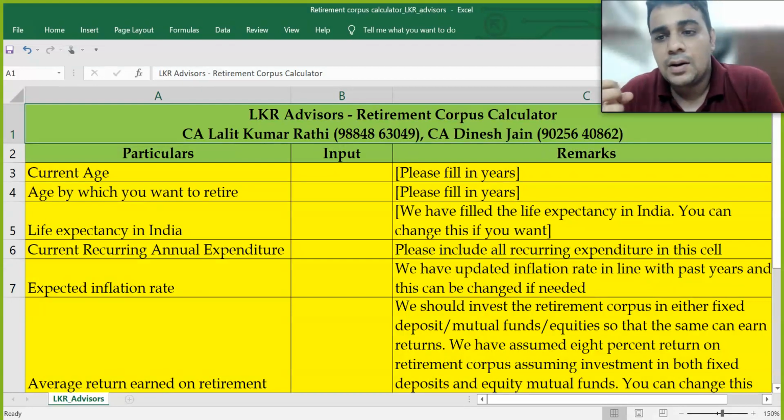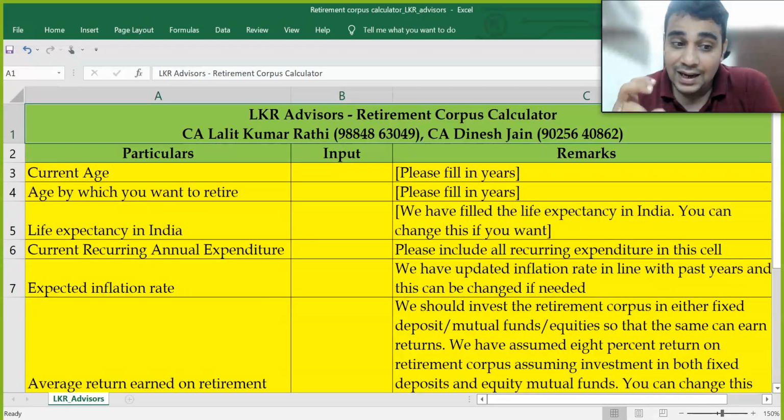Now this retirement corpus is dependent on multiple factors. The factors which influence the retirement corpus are how many years of post retirement life a person is likely to have, what is the likely inflation, what is the rate of return you are likely to earn on your retirement corpus, and also what is your annual expenditure. Considering all these factors, we are now going to help you decide how much the retirement corpus should be for a person.